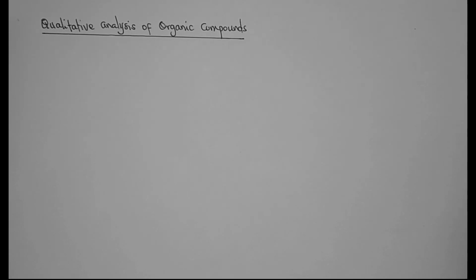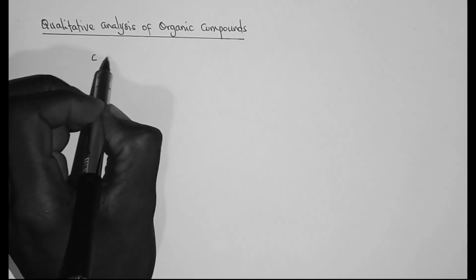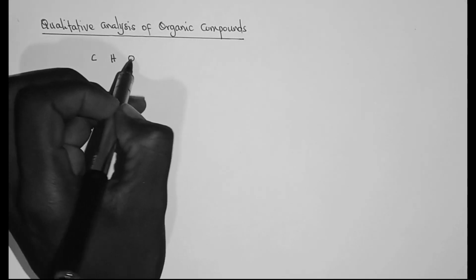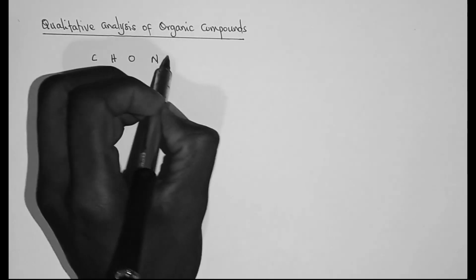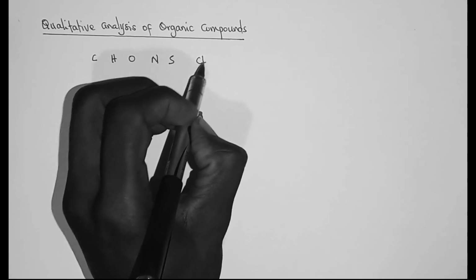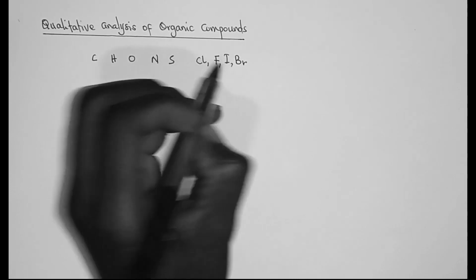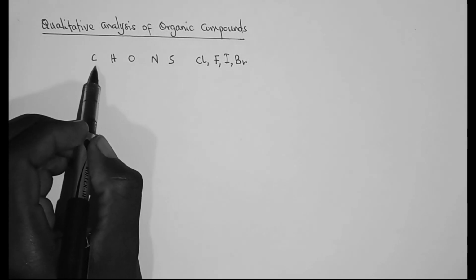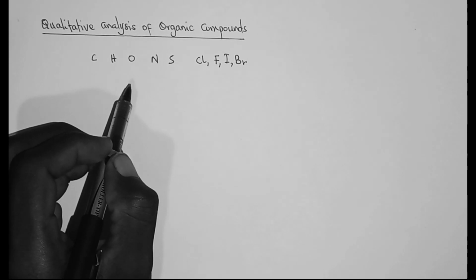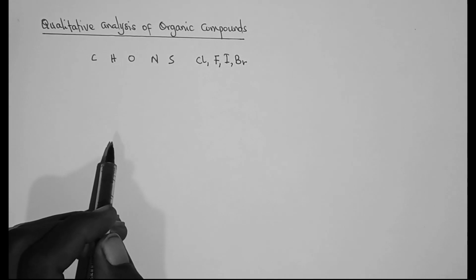In this video, we are going to look at the qualitative analysis of organic compounds. By organic compounds, we are simply talking about carbon, hydrogen, oxygen, nitrogen, sulphur, and then the halogens. And these halogens are the chlorine, the fluorine, the iodine, and then bromine. So let's first talk about carbon, hydrogen, and oxygen. How do you determine the presence of carbon, hydrogen, and oxygen in an organic compound?